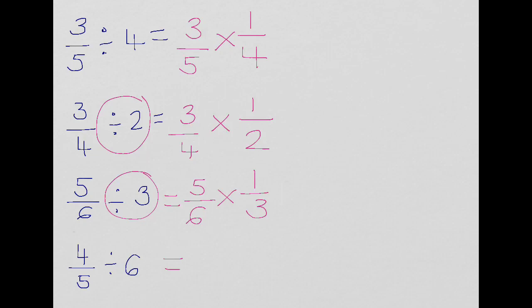Okay, can you write this last one out? So have a look, and see if you can write something down. Press pause, and when you're ready, press play. So hopefully you've written 4/5 is the same as multiplying by 1/6. Did you do that? If you did, well done.